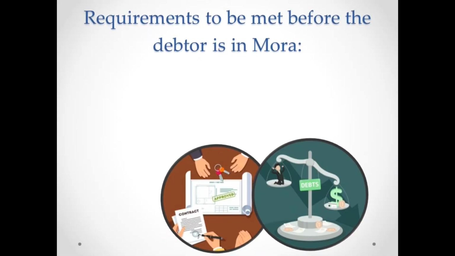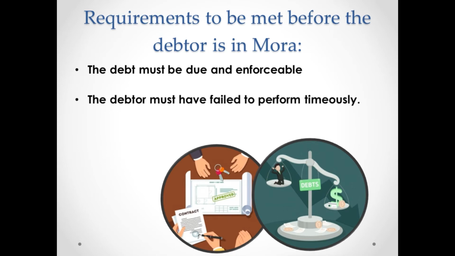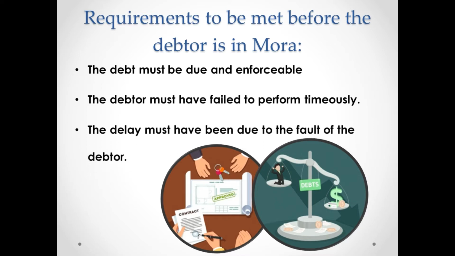So there are requirements that should be met before a debtor is said to be in mora. The debt must be due and enforceable. It should be enforceable under law. The debtor must have failed to perform timeously. The delay must have been due to the fault of the debtor.